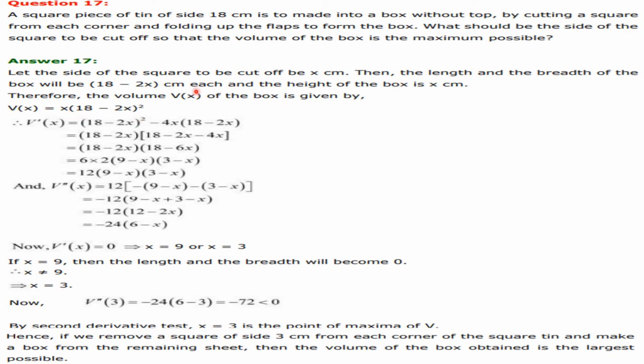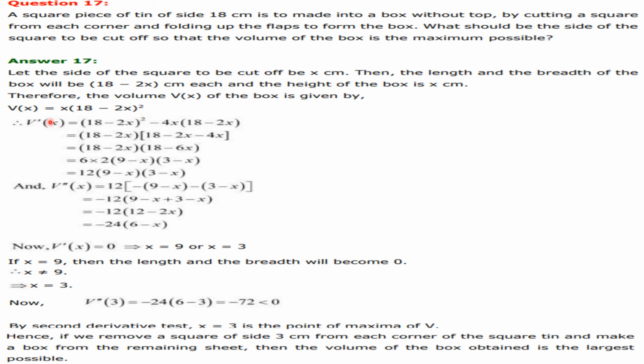We substituted length, breadth and height in this formula. Do you remember the formula, my children? Volume of a cuboid: length into breadth into height. In that formula, we substituted the three dimensions of the box. Understood this step, my children? This is the function: V of x is equal to x into (18 minus 2x) whole square. Understood this step, my children?